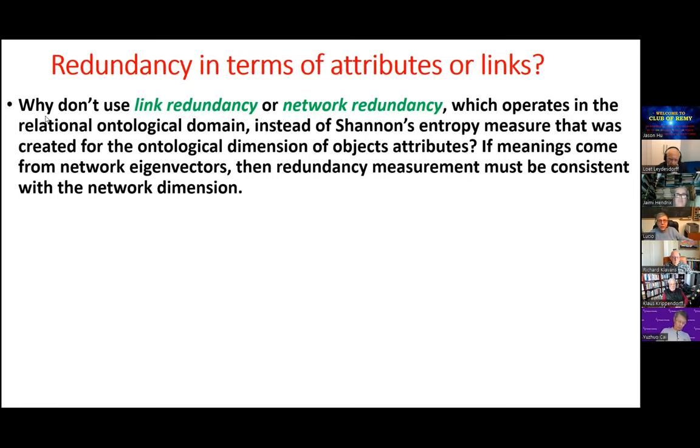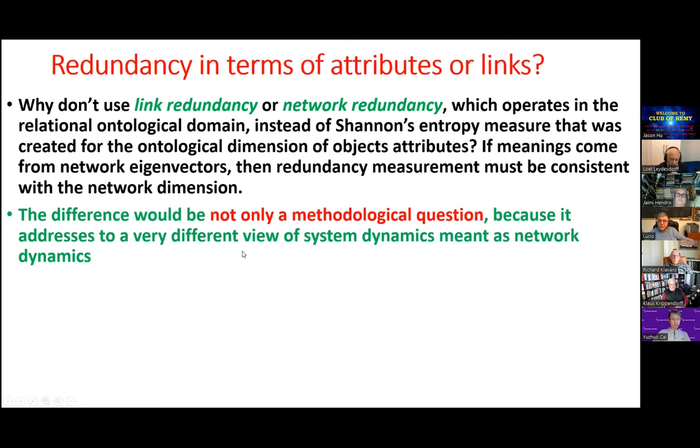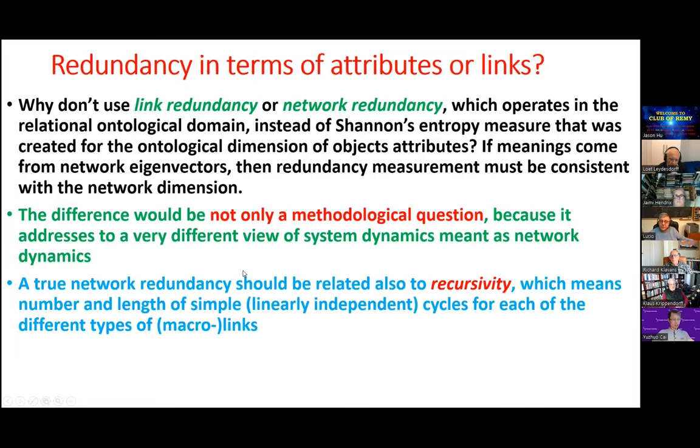So if meaning comes from network eigenvector, for instance, as Loet claims, which is something that I contest, maybe we can talk later on another occasion, then the redundancy measure must be done on the network dimension. The difference is not only a methodological question, because it addresses a different view of system dynamics. A true network redundancy should be related also to recursivity, which can be measured at least in terms of number and length of simple cycles, for instance, of each of the macro links.